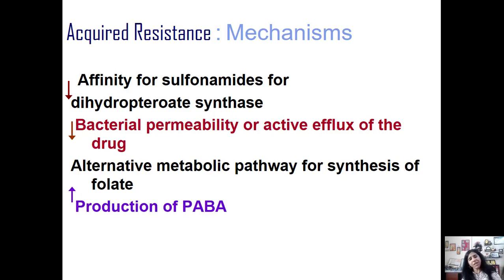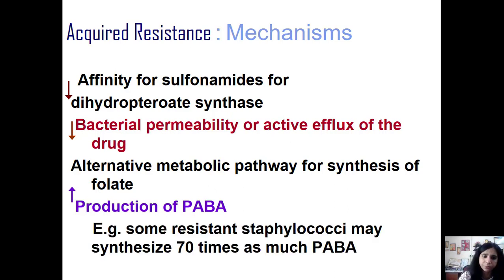Or the bacteria which have become resistant will try to overproduce PABA. If their PABA production is more, then the competition for sulfonamides for occupation of the enzyme dihydropteroate synthetase is much more. In that case, sulfonamides will not be effective. Some resistant bacteria, staphylococcus-like bacteria, may synthesize 70 times as much PABA. So these could be the possible mechanisms of resistance, but yes, the most important mechanism is that there could be alternative metabolic pathways for synthesis of folate, that the bacteria is no longer synthesizing its own folic acid.